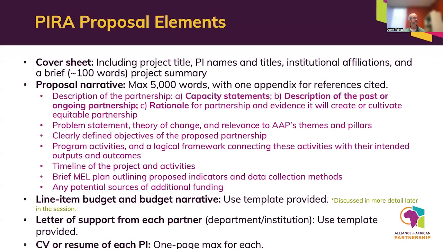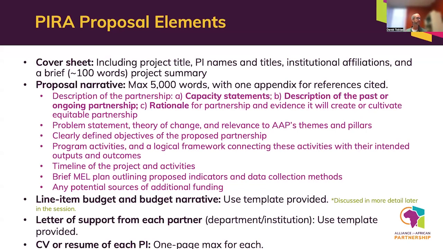The problem statement, theory of change, and relevance to AAP's themes and pillars is also very important. And we'll be talking a little bit more later about that in the monitoring and evaluation section. We also need to have the clearly defined objectives of the proposed partnership. Now that would tie into the program activities and a logical framework connecting these activities with their intended outputs or outcomes, I'm sorry. We do define those terms a little bit later, so please bear with us. But we also provide an example of a visual aid for a logical framework to align the different activities with the monitoring and evaluation. We give you some freedom to make that your own, essentially, but we do offer that as an example.